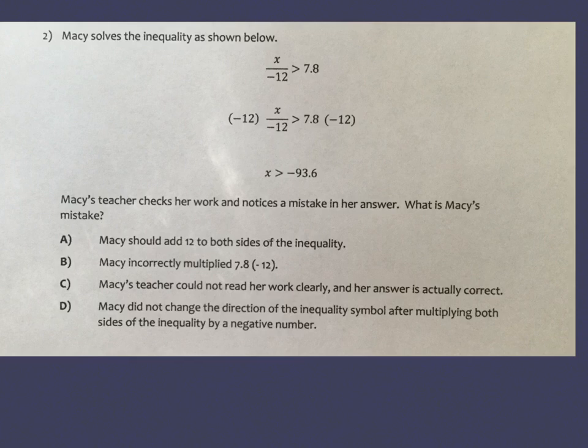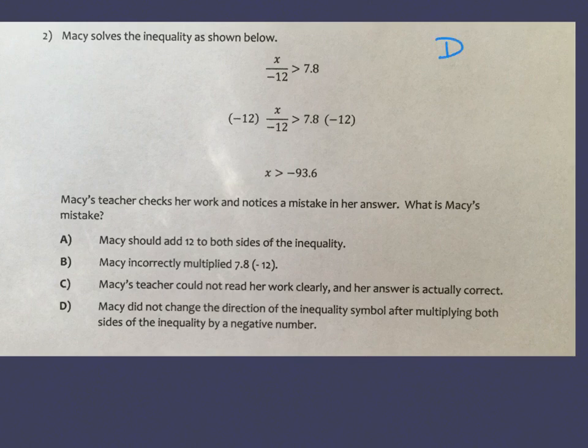In our next problem, Macy solves the inequality as shown below. x divided by negative 12 is greater than 7.8. It looks like Macy then multiplied both sides of the inequality by negative 12, and then finally came out with a solution that suggests x is greater than negative 93.6. Macy's teacher checks her work and notices a mistake in her answer. What is Macy's mistake? Well, let's go back to the beginning.